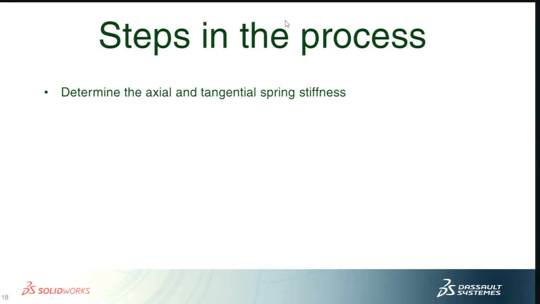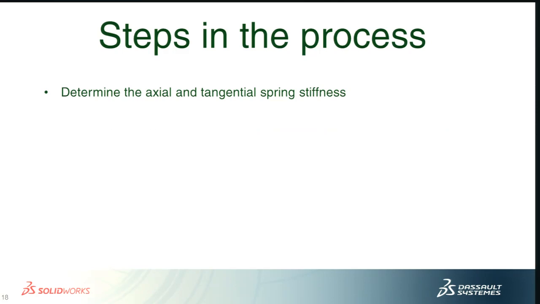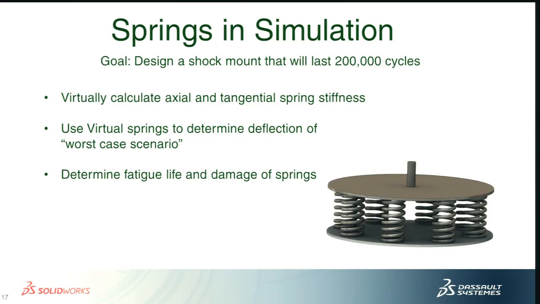So like I said, we'll determine the axial and tangential stiffness of the spring. We'll use these calculated values to apply virtual springs to the assembly. So the next question is, well, why are you doing this, right? So maybe give a little background. So say in this shock mount assembly, this image of the shock mount assembly, say you have the spring from the manufacturer. Say you have it in your hand. You guys have a bunch of these, but you have no data on the spring at all, right? You don't know the stiffness at all. You know nothing about it. You just know the material it's made out of, and you know the dimensions of the spring. So sometimes that can be problematic.